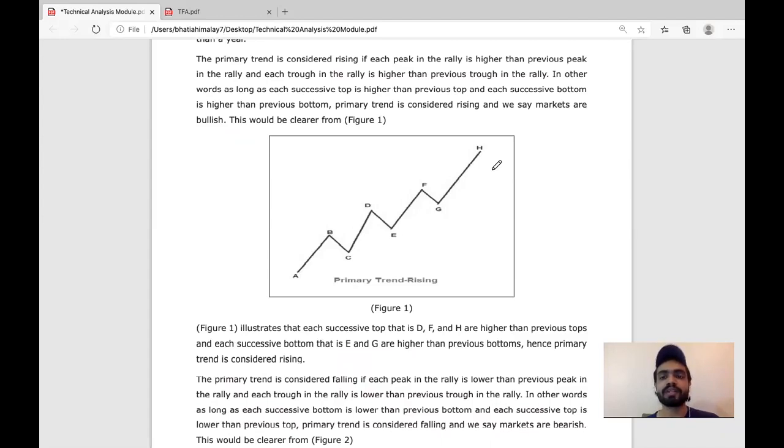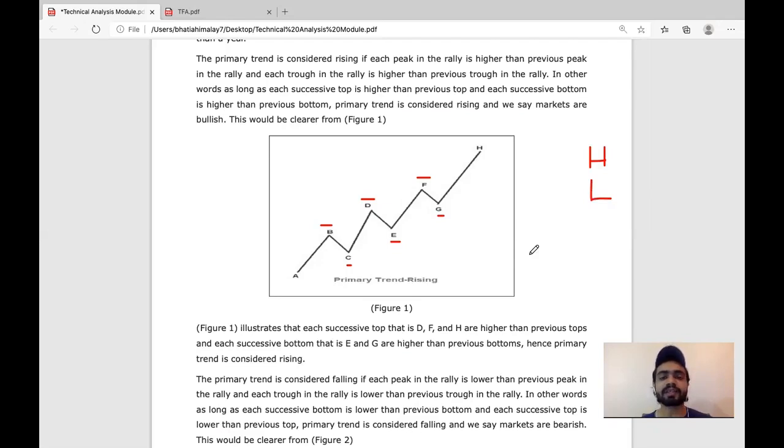So now what we will do is try to determine if the market is in an uptrend, a downtrend, or a sideways market, which is also known as consolidation. In this figure, we have points F, D and B, which are at the top of the trend, and these are known as the highs of the market. Similarly, points G, E and C are known as the lows of the market because they are found at the bottom of the trend.